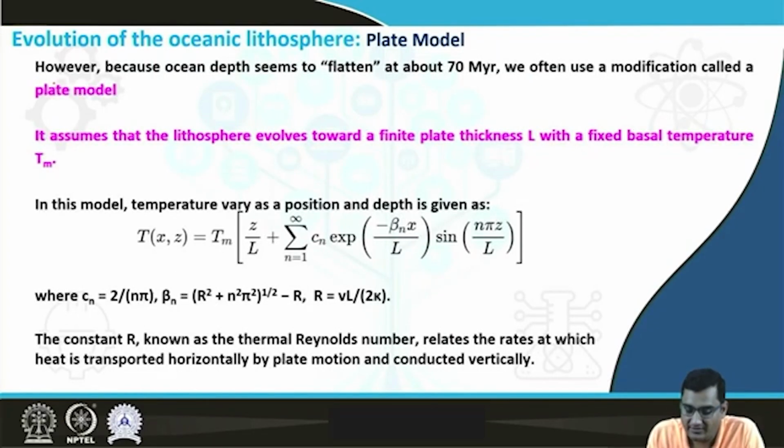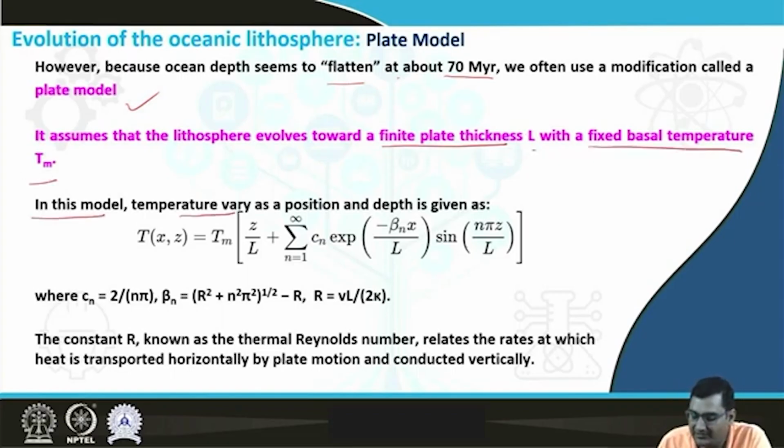However, because ocean depth seems to flatten at about 70 million years old, we often use a modification called a plate model. In the plate model, we have the flattened oceanic depth. So instead of continuing to incline after 70 million years, it gets flattened. We assume this in the plate model, which is a modified version of the half space model. It assumes that the lithosphere evolves towards a finite plate thickness L with a fixed basal temperature Tm.